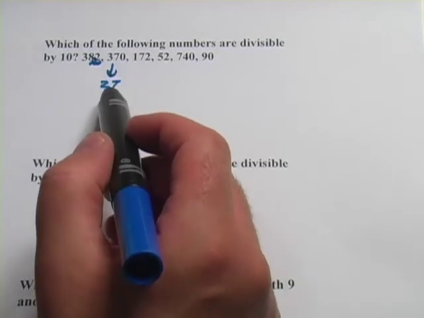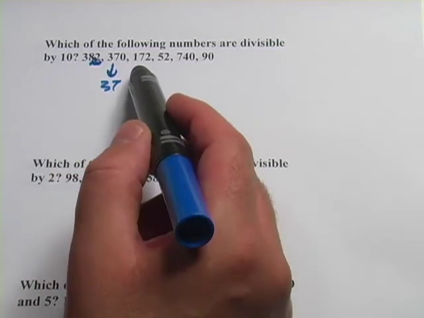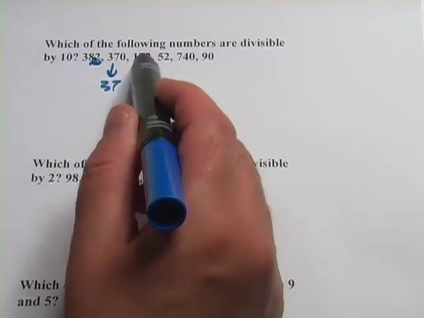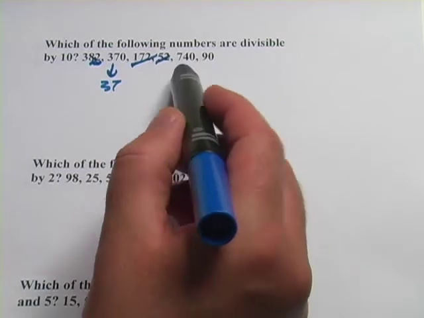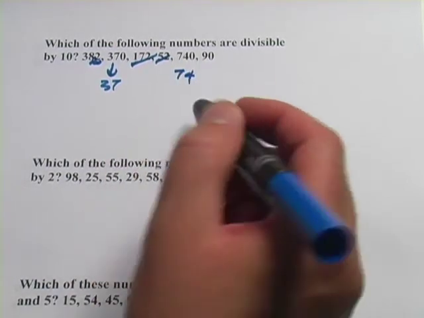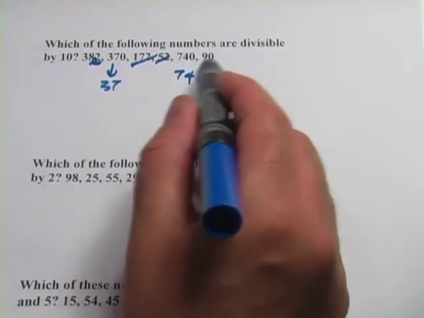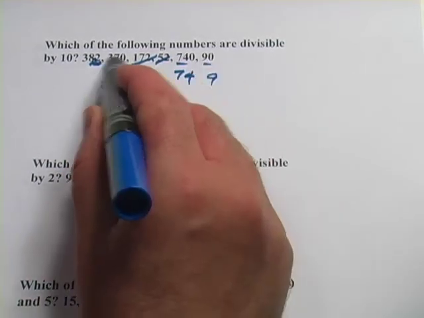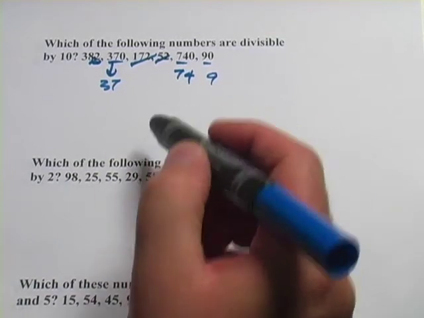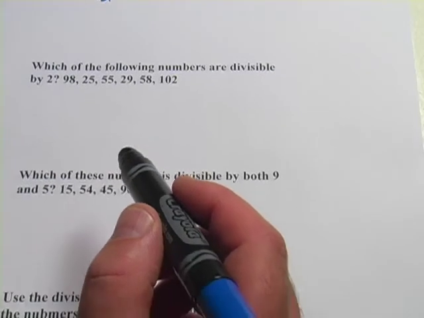Anything that ends with a 0 is going to be divisible by 10. Anything that doesn't end with a 0 is not. It's going to end up as a decimal. So 172 is out, 52 is out, 740 ends with a 0. It becomes 74. And 90 becomes 9. So these are the numbers that are divisible by 10. You can test all that on your calculator if you want, but this is going to work every time. Let's look at the next one.